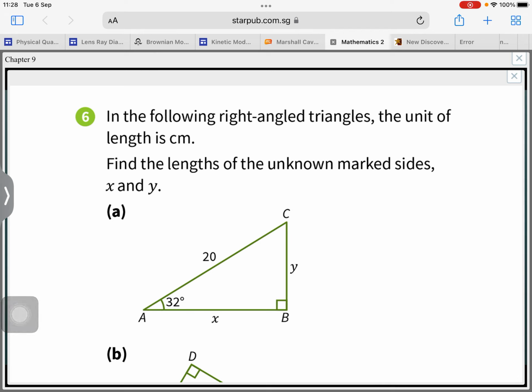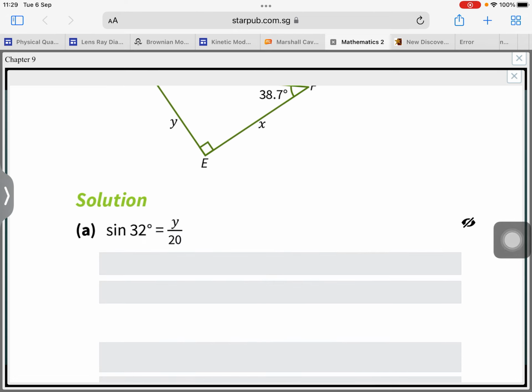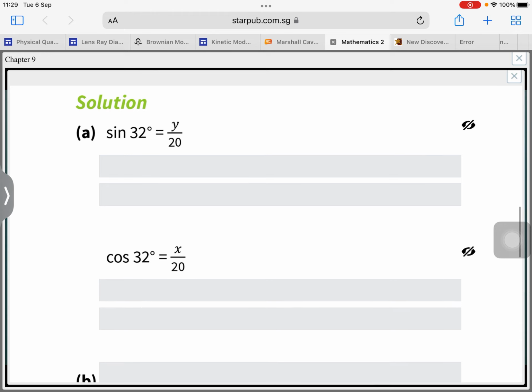And you know that cosine is equals to adjacent over hypotenuse. So cosine 32 degrees is equals to adjacent, which is AB, which is X, over the hypotenuse, which is AC, that is 20. Okay, so let's take a look at the answer. So cosine 32 equals to X over 20.